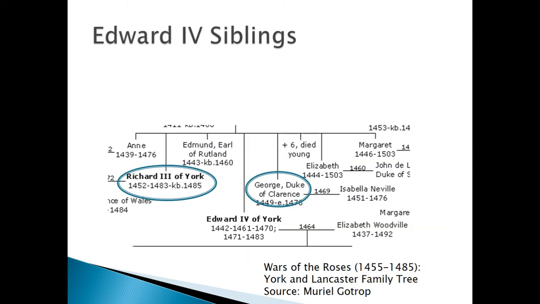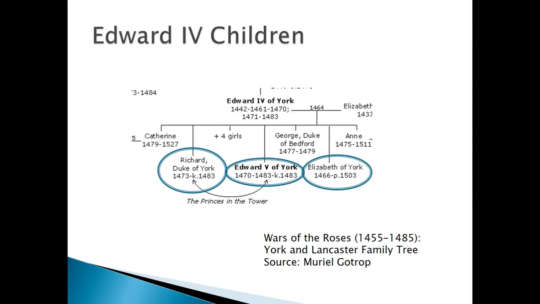The real Edward IV had many siblings. The two depicted in Shakespeare's Richard III are George, Duke of Clarence, and Richard, Duke of Gloucester, who became Richard III. The real Edward IV also had many children. Two sons depicted in Shakespeare's Richard III are Edward, Prince of Wales, who became Edward V briefly, and Richard, Duke of York. His daughter Elizabeth is mentioned but not depicted.